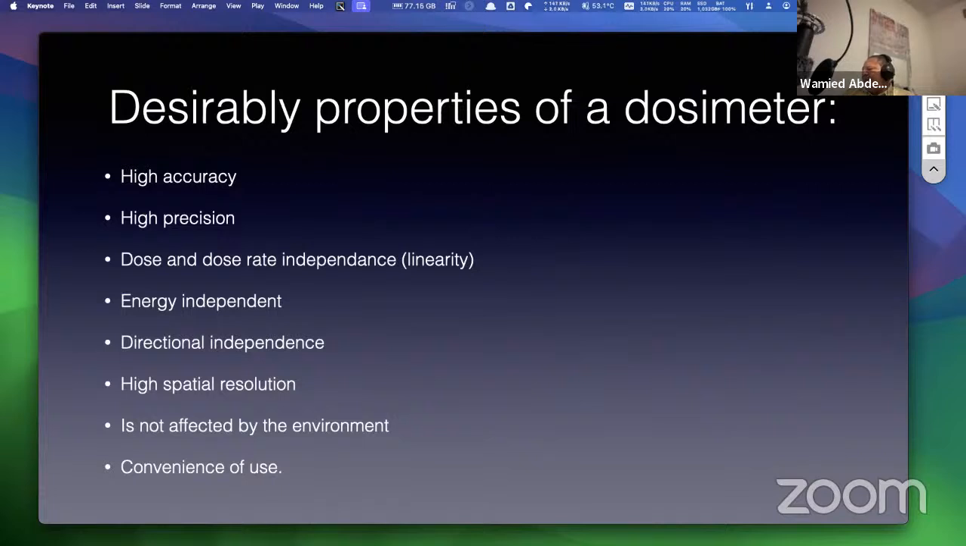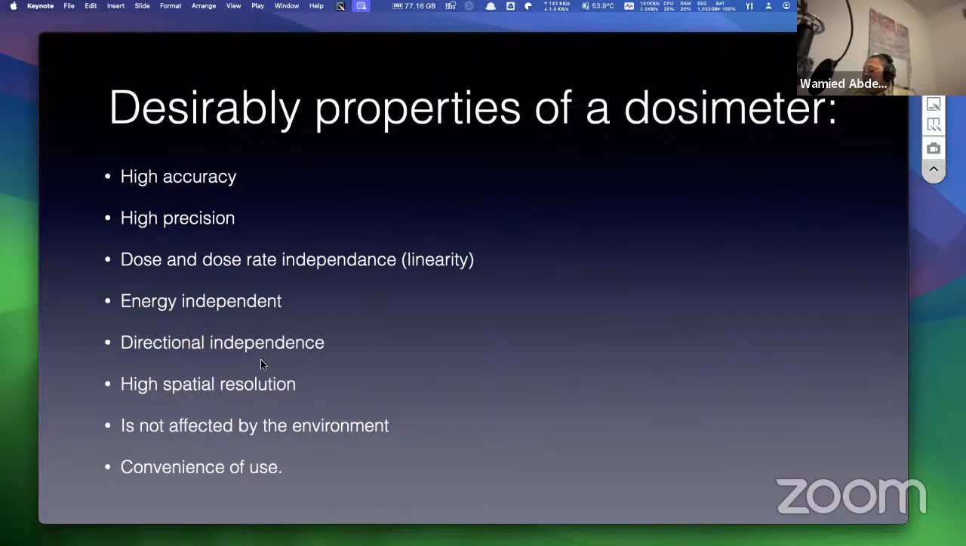For example, imagine we have a chamber, and we're going to deliver to that chamber 100 centigray of dose, but that dose will be delivered in 10 minutes, or it's going to be delivered in 10 seconds. So we have a difference in the dose rate, although the dose to the chamber is the same. We would like the chamber to give us the same signal, the same reading, regardless of the dose rate or the dose. Energy independent. Okay, that's for sure. We want it to be energy independent.